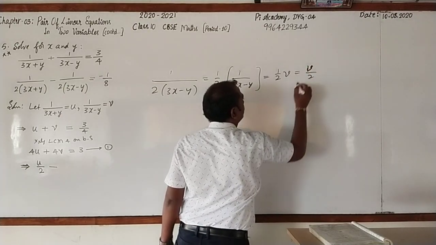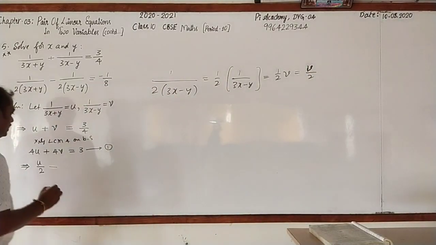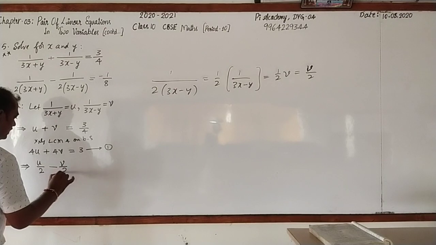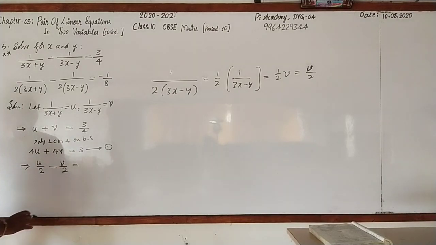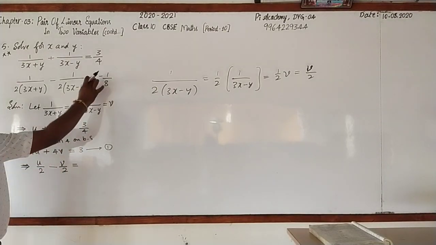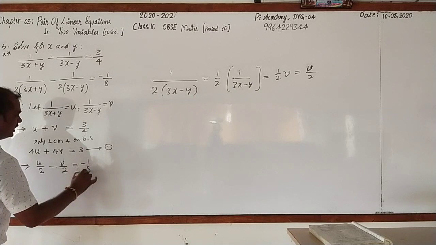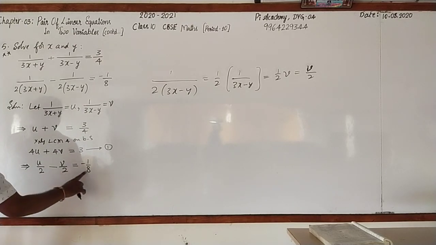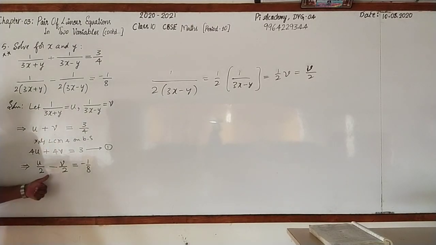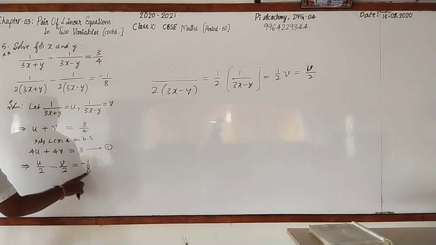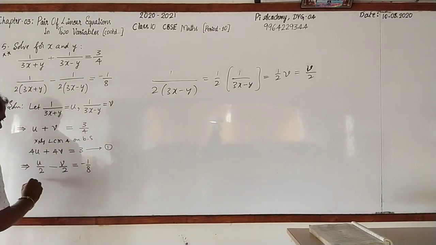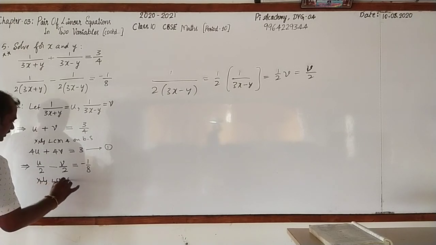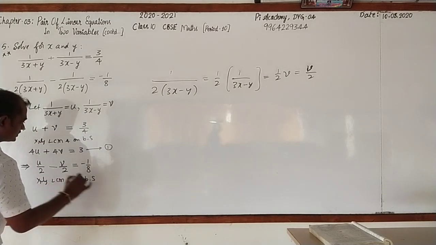This is equal to v by 2. Here I will write v by 2. This is equal to, how much is it? Minus 1 by 8. Here, observe the denominator: 2 and 8. So, what is the LCM of 2 and 8? It is 8 only. So, multiply that. Multiply LCM 8 on both the sides.